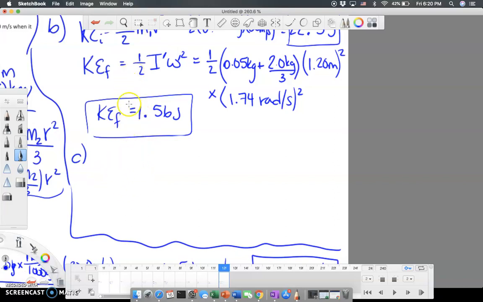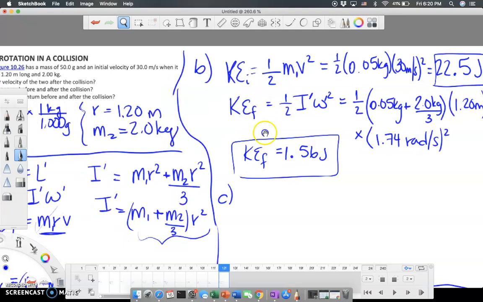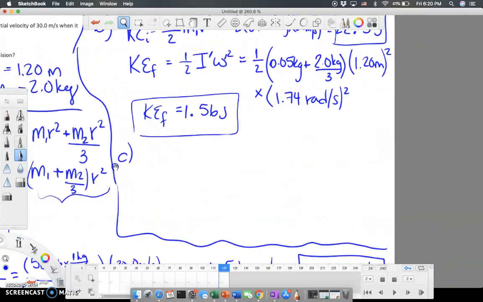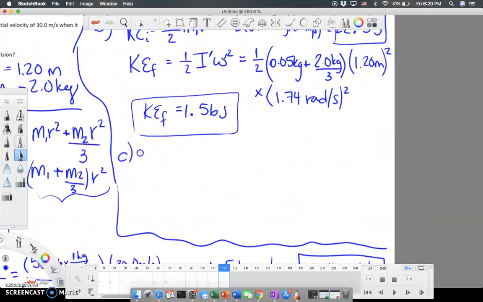Okay, so we are going to continue our example from last time, example 10.15, and we are on part C. The question states, what is the total linear momentum before and after the collision? So remember that linear momentum equals mass times velocity. In our initial state, this is just going to be the mass of the first object times our initial velocity.